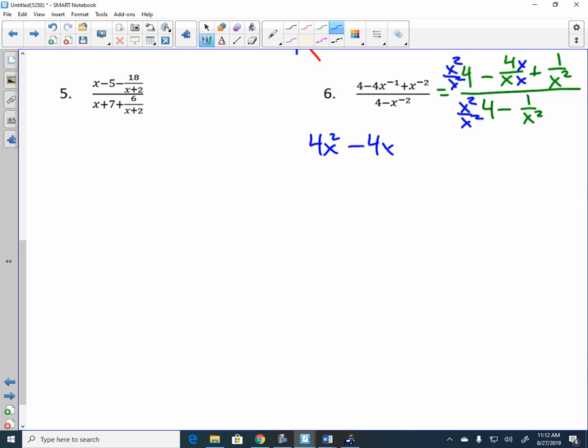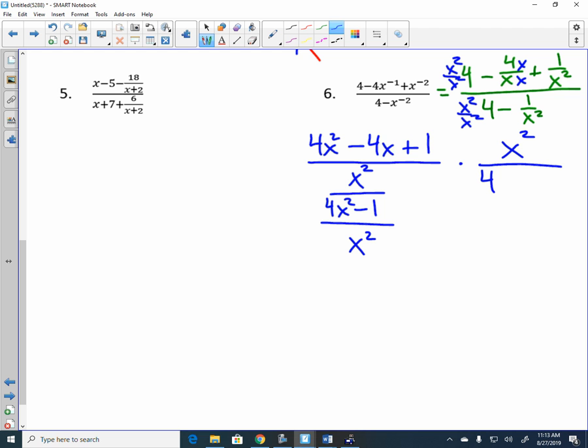4x squared minus 4x plus 1 over, what's the denominator? x squared over 4x squared minus 1 over x squared. Have you seen the pattern that when you have a fraction over a fraction and the denominators are the same, they will eventually cancel? That's good news. So that's part of what you want to be able to do, look ahead and anticipate what might cancel, what might happen. So you see here as we multiply by the reciprocal, sure enough, the x squareds are gone.